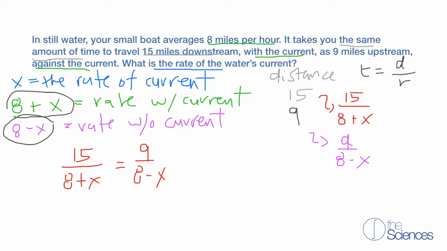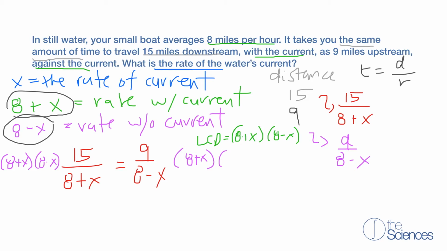So now we need to find a least common denominator. So here we have 8 plus x and here we have 8 minus x. So our least common denominator is 8 plus x times 8 minus x. So to get rid of our fractions, we're going to multiply both sides by our least common denominator. So here we're going to multiply by 8 plus x times 8 minus x, and here we're going to multiply by 8 plus x times 8 minus x.